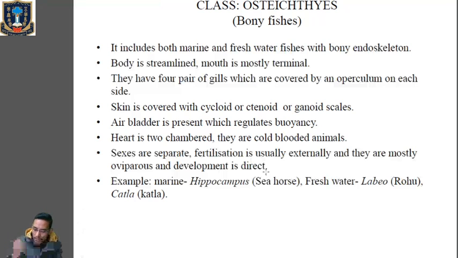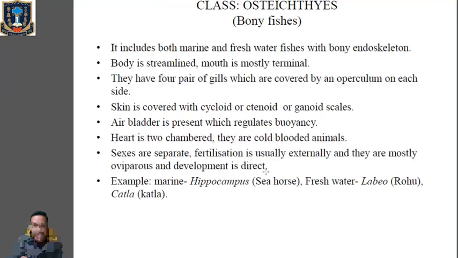The skin is generally covered by cycloid, ctenoid or ganoid scales. So these types of scales are present there. An air bladder is present in bony fishes, which helps them in swimming and in maintaining buoyancy. The heart is 2-chambered, with 1 auricle and 1 ventricle. They are also poikilothermic animals, that means they are cold-blooded animals. There also the sexes are separate, that is, they show sexual dimorphism.